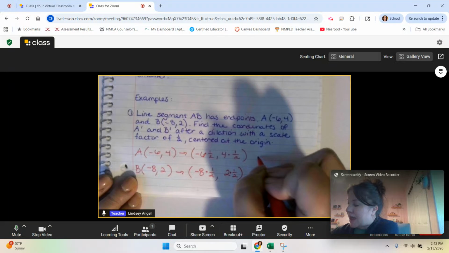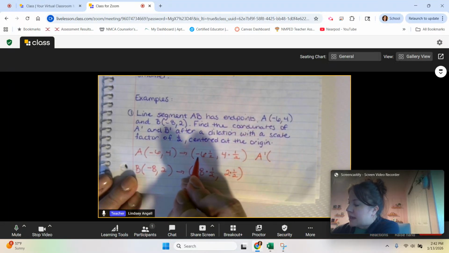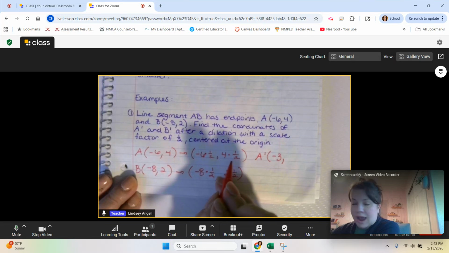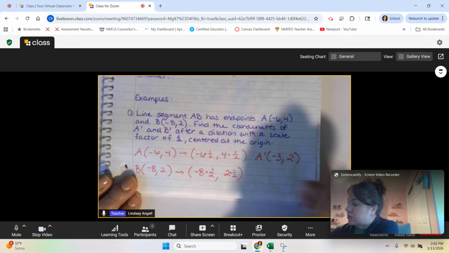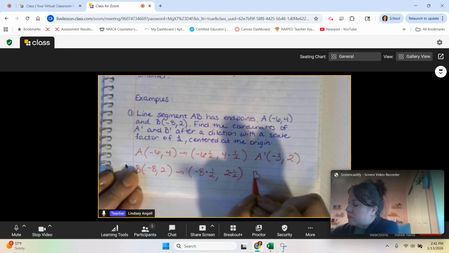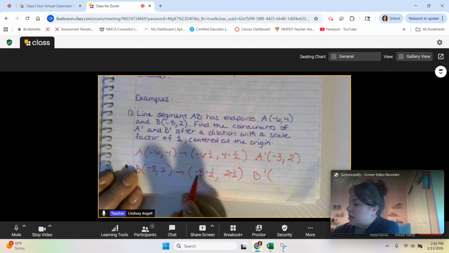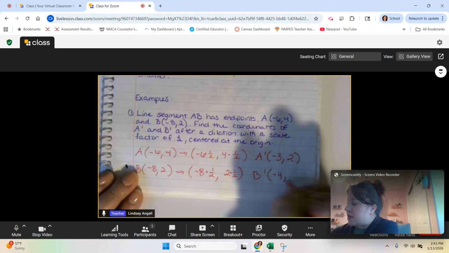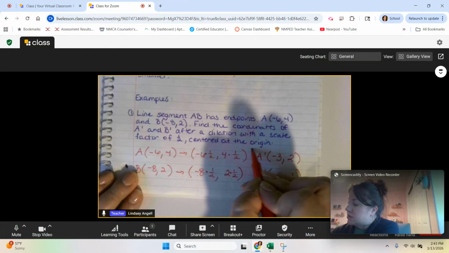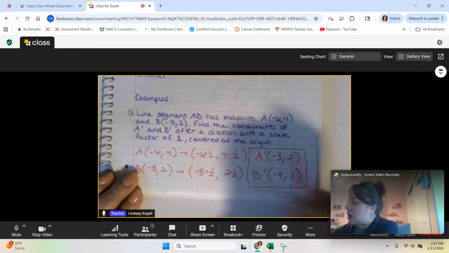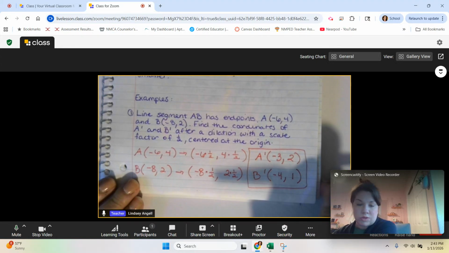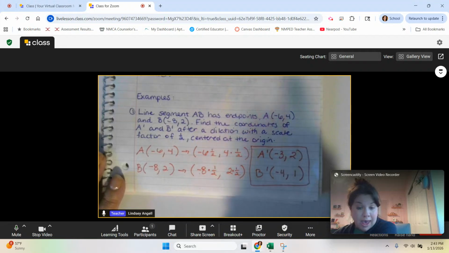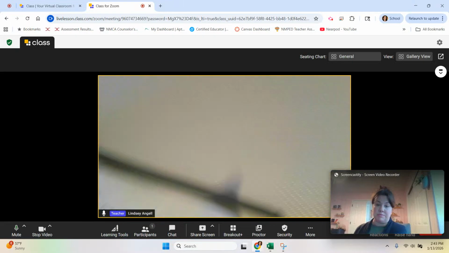So in this case, for A prime, we can say -6 times 1/2, well that's equal to -3. And then 4 times a half, or half of 4, is 2. So there's A prime. For B prime, we're going to do the same thing. -8 times 1/2 gets us to -4. And then 2 times 1/2 is equal to 1. So this would be your final answer. Those are the endpoints of your new line segment. Okay? And if you were to graph it, you would see that this is like half of the size as the first line.